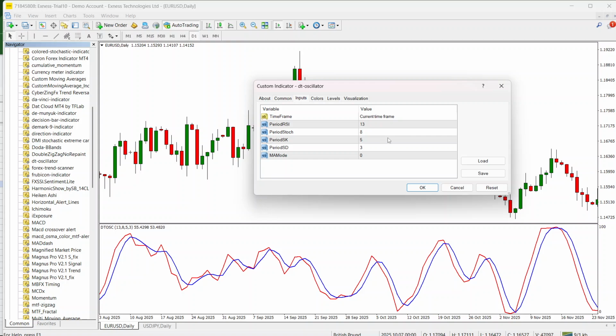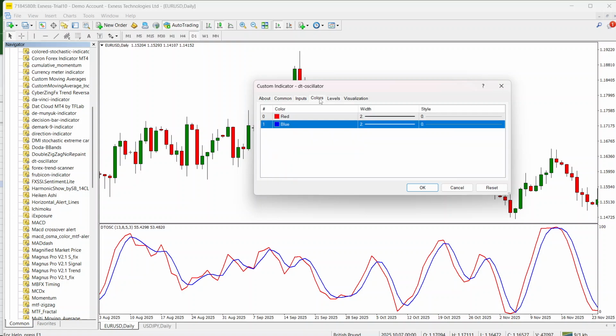These values, 13, 8, 5, 3, are designed for shorter time frames, making the DT oscillator well suited for scalping strategies. As you can see, you can adjust the settings or the periods. You can also adjust the color of the stochastic line and the RSI line.